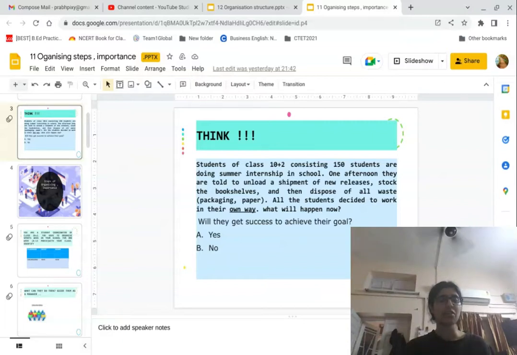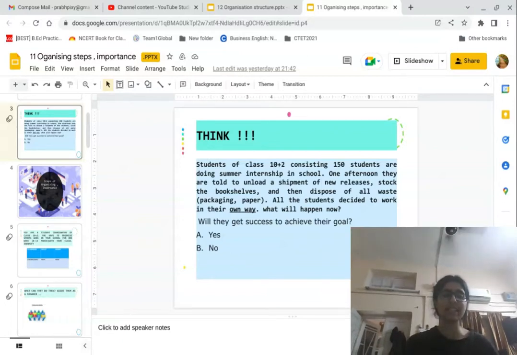Do you think that they will be able to achieve the goal that they have decided for themselves? No. Very good. And why will they not achieve that goal? Yes, because there is no proper coordination. Planning and organizing is the thing that is missing. So now class, what were we doing? Yes, very good. We were studying about organizing and its steps.